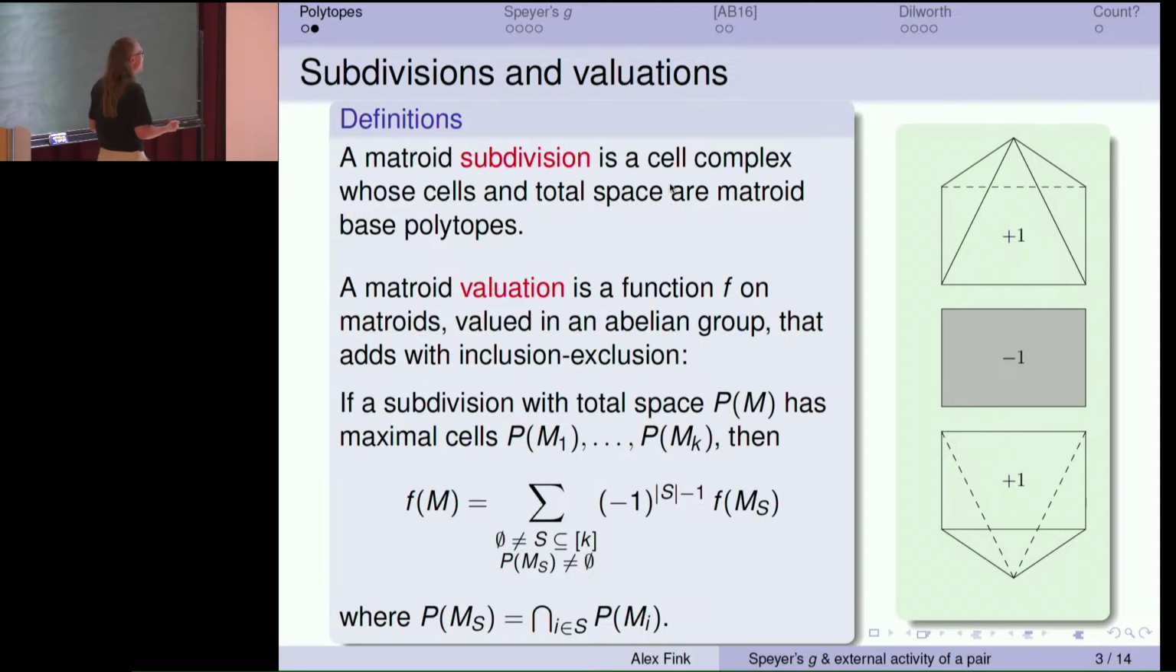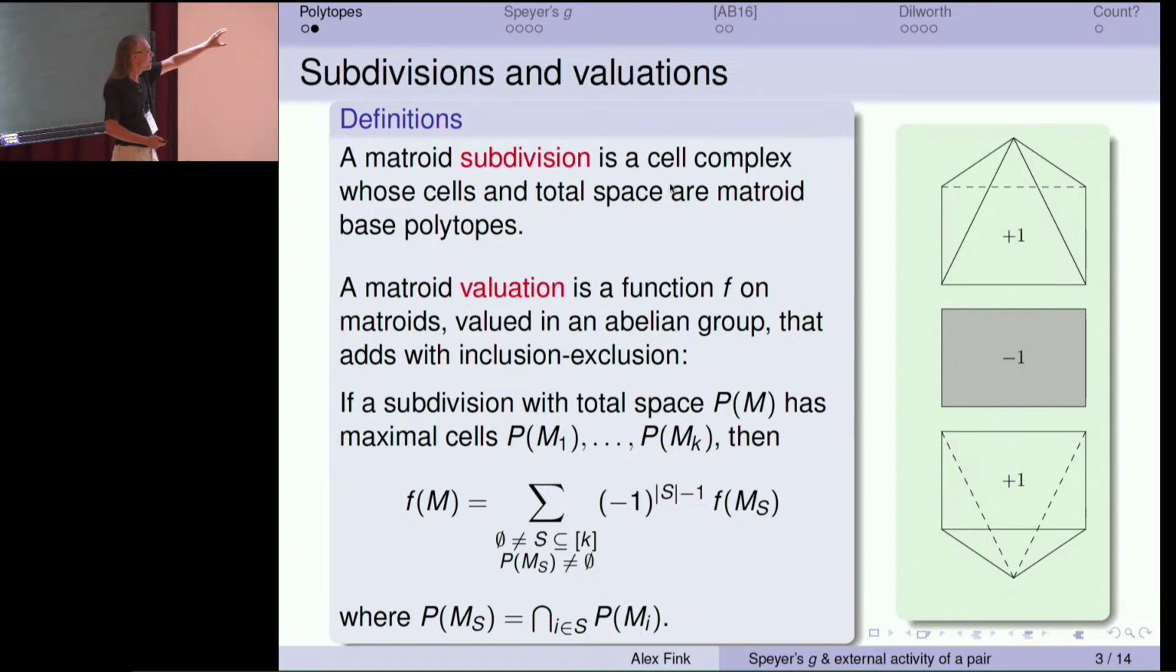So, it's written out formally here. If M is the big matroid and M1 through Mk are the maximal matroids that are faces, in this case k is 2, there's the top and bottom square pyramid, and you take all intersections, add them with a sign, which gives you the inclusion-exclusion, then you should get the big matroid. So in this case, I get plus 1 of these, plus 1 of these. I've double counted the square in the middle. I should subtract that off, and I should get the whole octahedron that way. A function which does that is called a valuation.